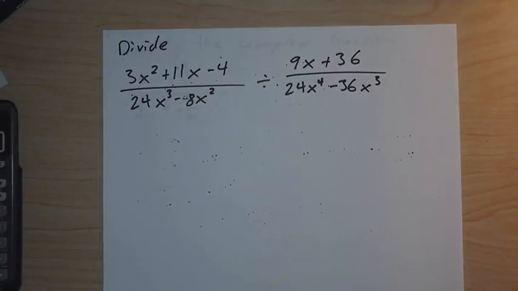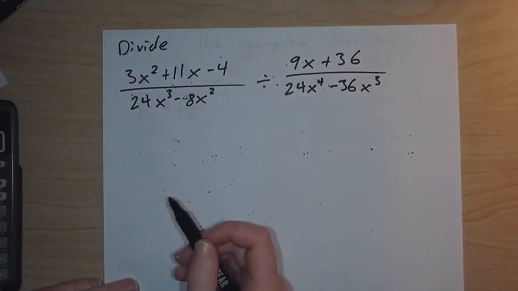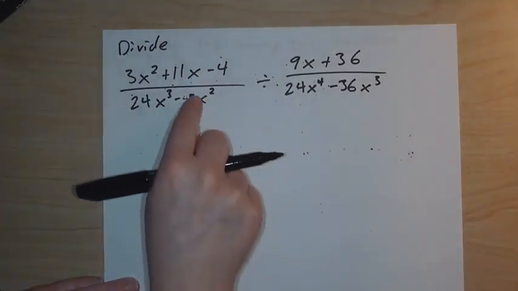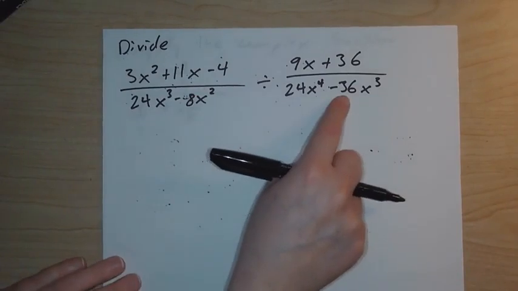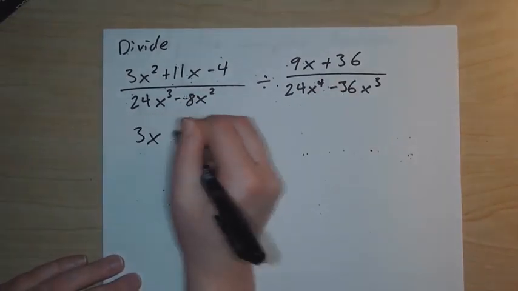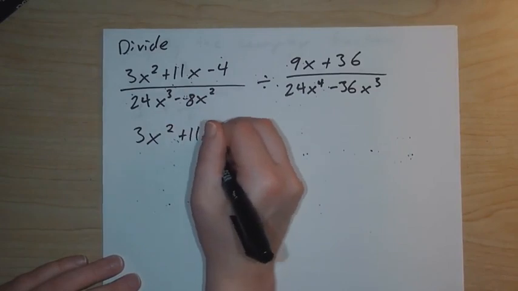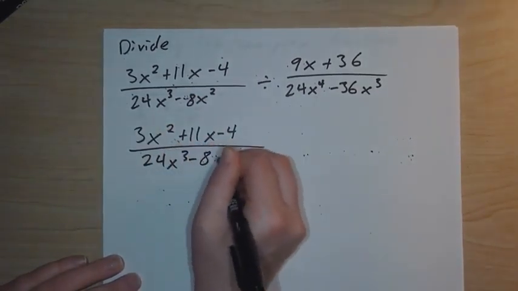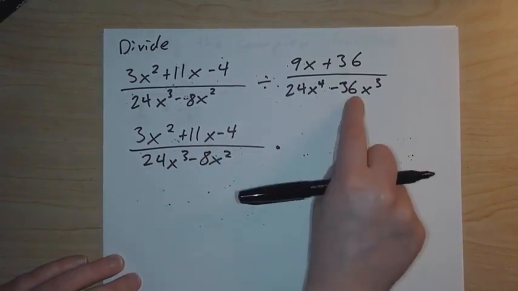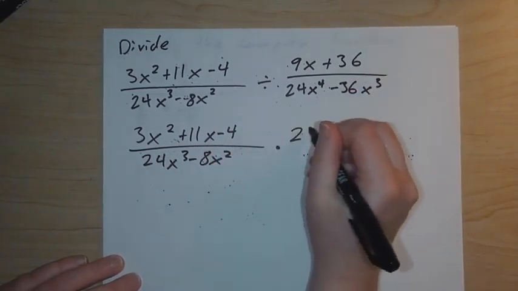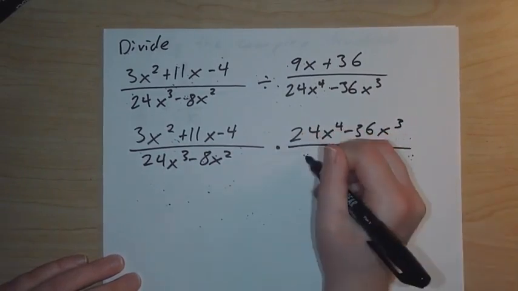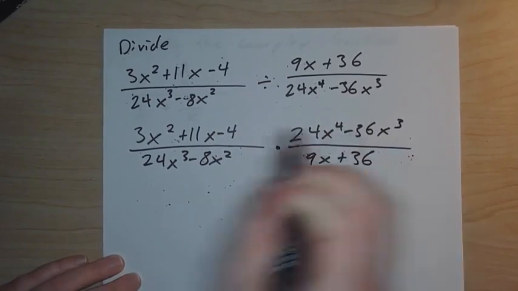Moving on to division. Dividing is the same kind of idea as with fractions. You're going to take the first, keep it, and then multiply by the second. So this is the same thing as 3x squared plus 11x minus 4 divided by 24x cubed minus 8x squared, times, and we're taking the reciprocal of the second one, 24x to the 4th minus 36x cubed over 9x plus 36.